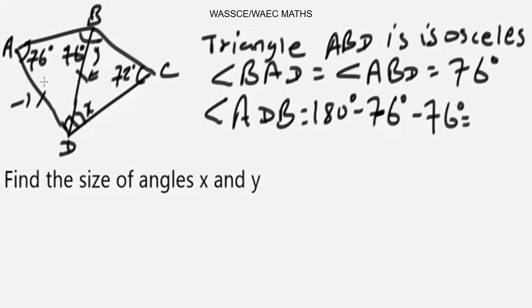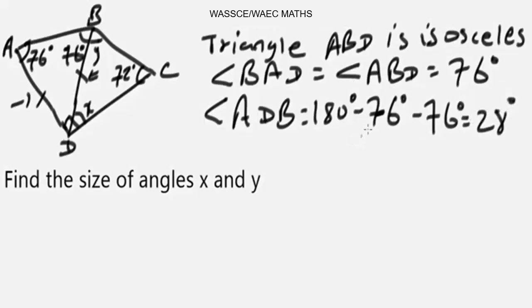Since this is a triangle, know that the sum of the angles in a triangle adds up to give 180. That's why we are having this 180. So 180 degrees minus 76 minus this 76. We are subtracting the two angles of the triangle we have from 180. So when you punch it in a calculator, you are going to have 28 degrees.